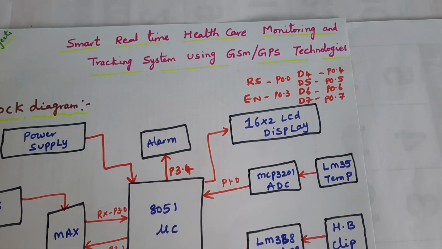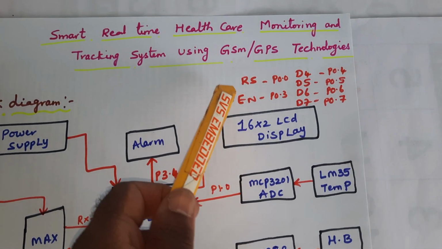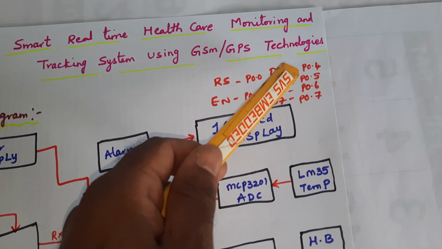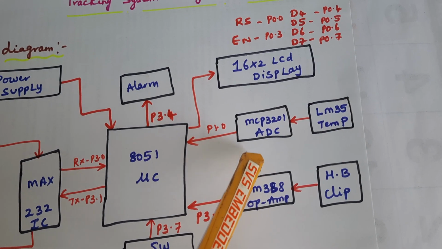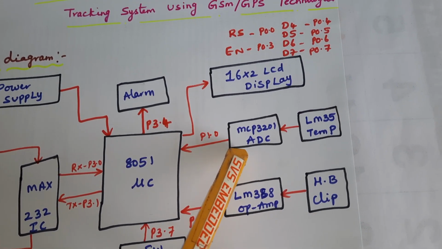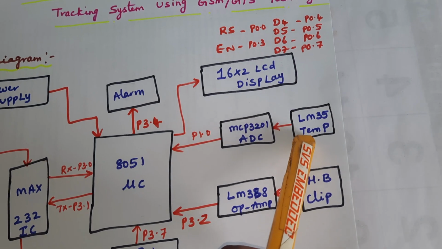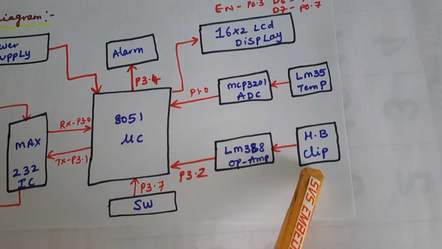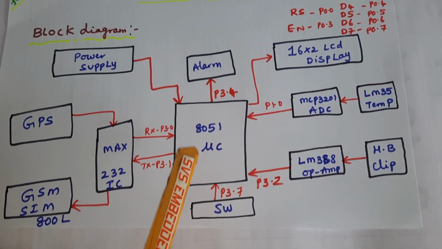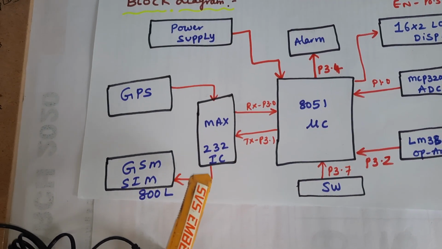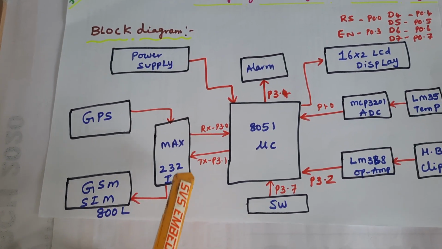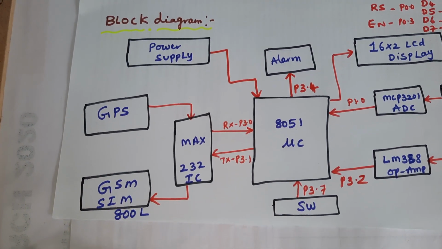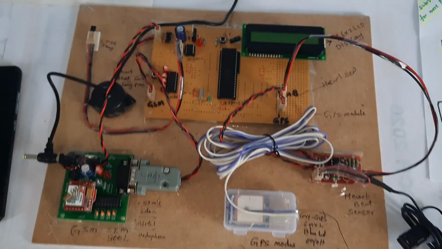Here is the 16x2 LCD display, connected with RS, enable, D4, D5, D6, D7 to P0.0, P0.3, 4, 5, 6, 7. The MCP3201 is a successive approximation 12-bit ADC, whose purpose is to read the LM35 temperature sensor. Then there is the LM358 operational amplifier and heartbeat clip, one switch button, an alarm on P3.4, the MAX232 IC level converter for voltage level stabilization, and the GSM SIM800L and GPS GY-6M V2 module. Now let us come to the hardware part.